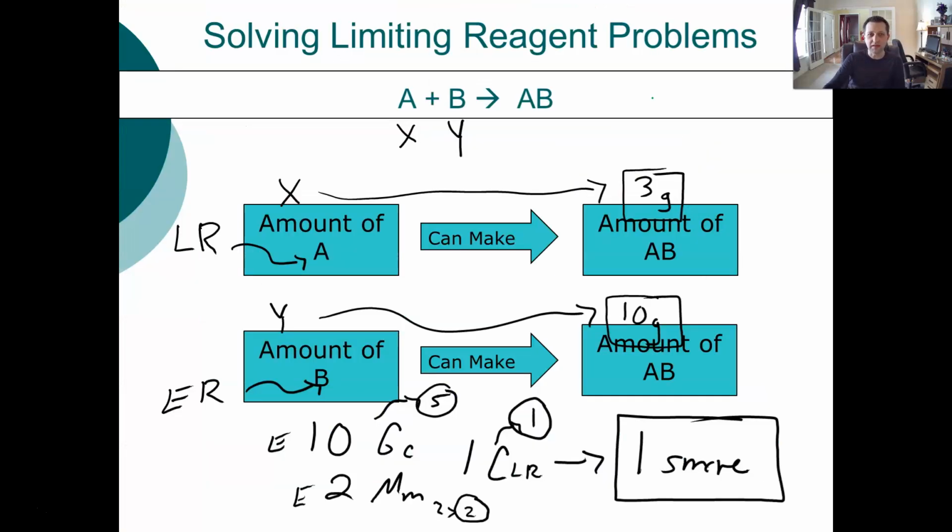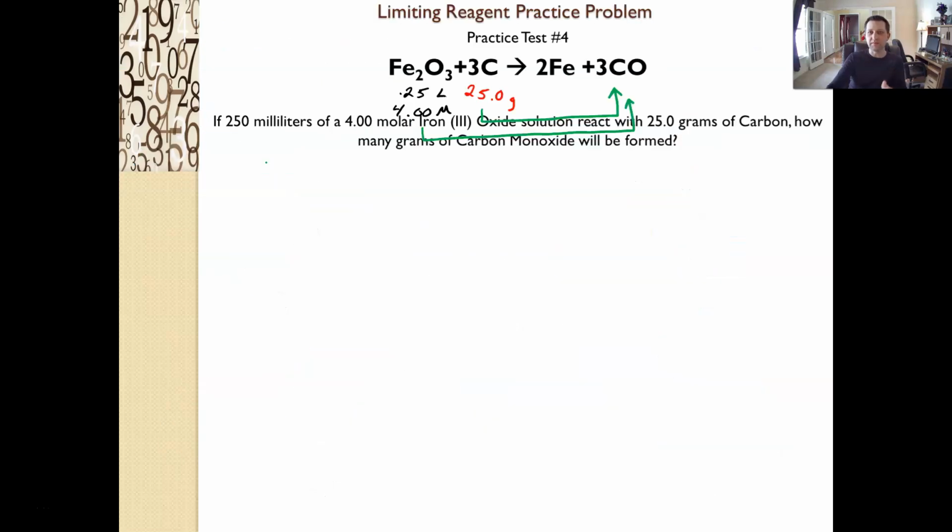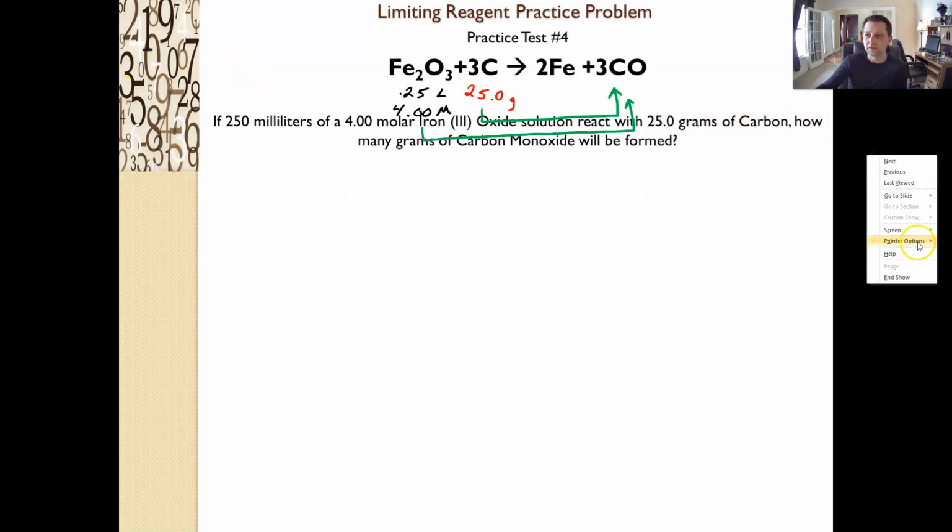Okay, it's exactly what we did here. I took my amount of A and I figured out how much AB I could make. We said it was 3 grams. I took my amount of substance B, I figured out how much AB I can make, it was 10 grams. Then I figured out what my limiting reagent was going to be. All right, that's what we want to do here. So get a game plan, just like I have on the equation here, and then let's go ahead and start solving this thing. All right, so let's go ahead and do the iron 3 oxide first.